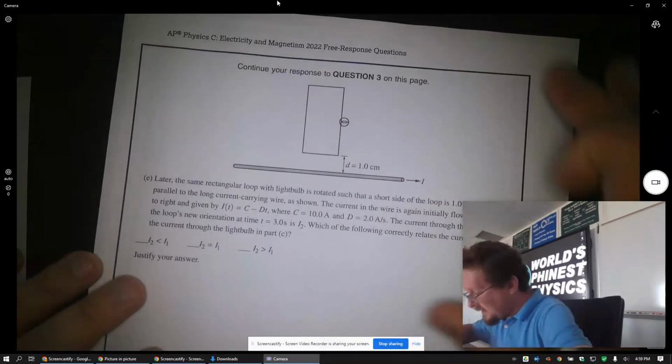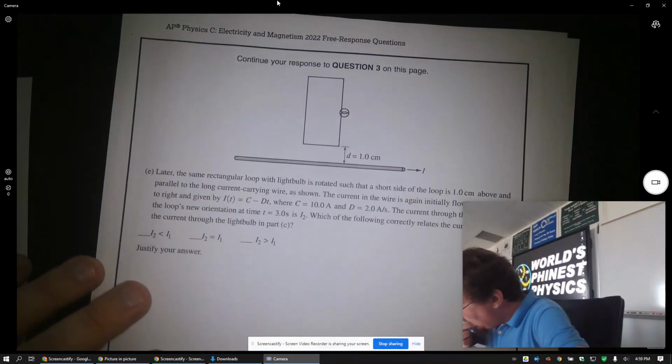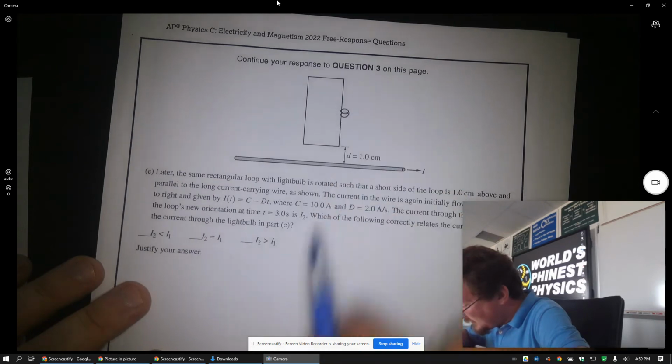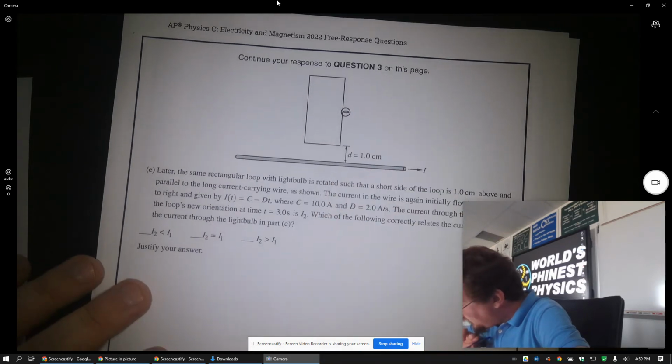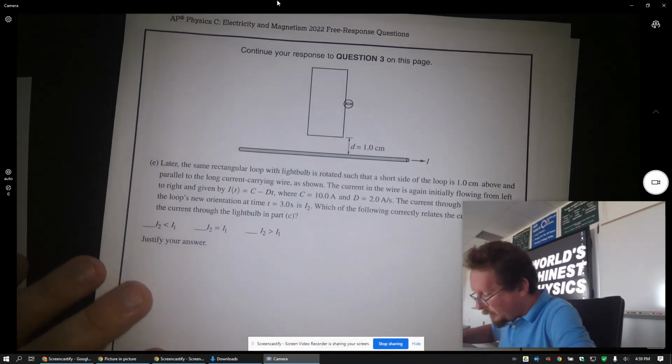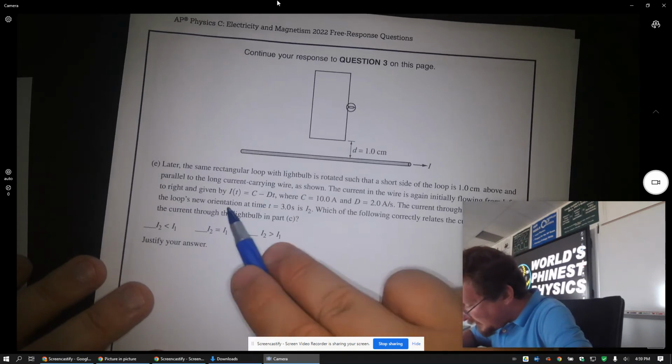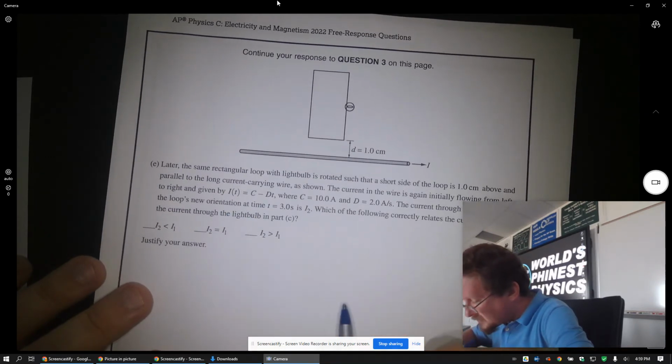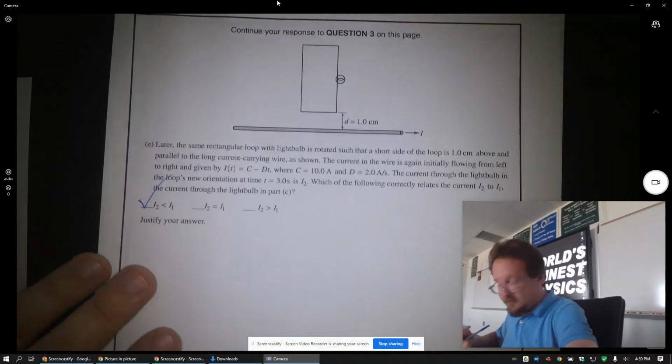Oh gosh, it's still not going to end. Okay, it looks like everything's the same, but they tilted it that way. Which of the following correctly relates the current I2 to I1? I2 is this new case, I1, which is before, this is going to be less. All right, so why is it less?